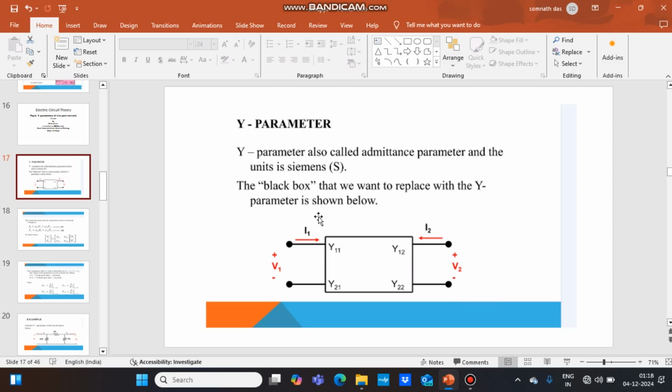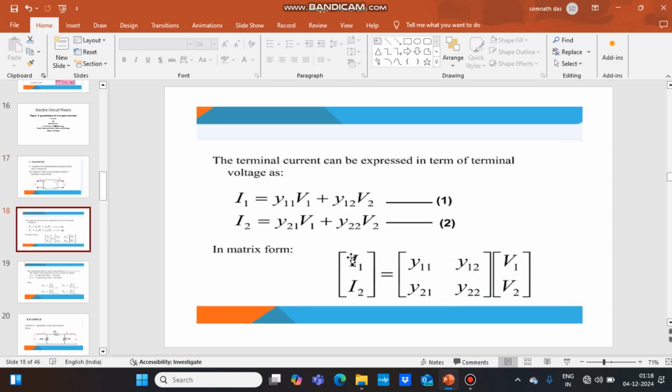So for Y parameter representation, I1, I2 are the dependent variables and V1, V2 are the independent variables. So I1, I2 are represented in terms of V1 and V2. We can write I1 equal to Y11 V1 plus Y12 V2, which is shown in equation 1, and I2 equal to Y21 V1 plus Y22 V2, which is shown in equation 2.